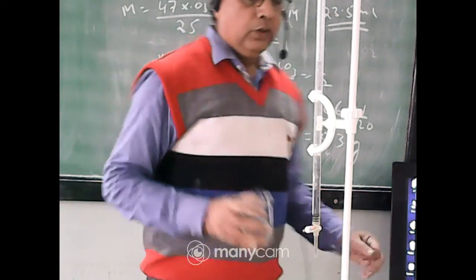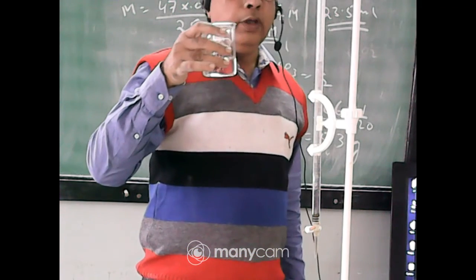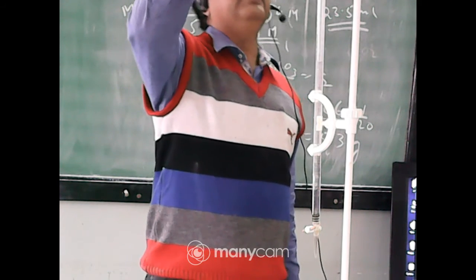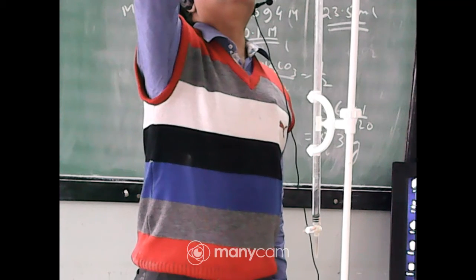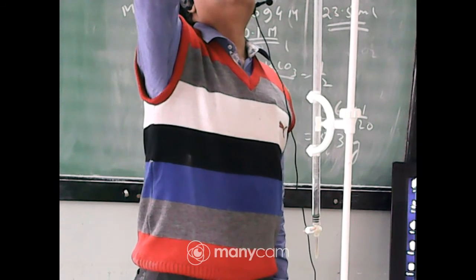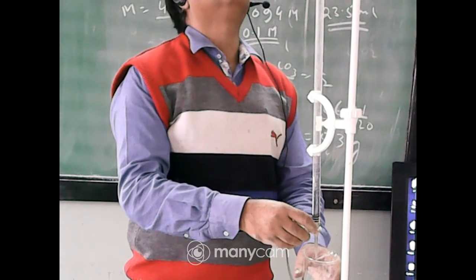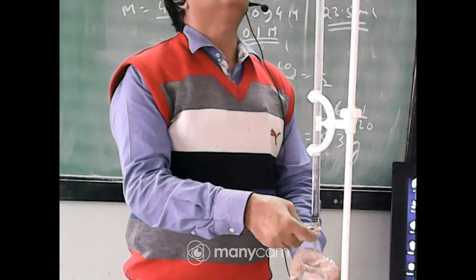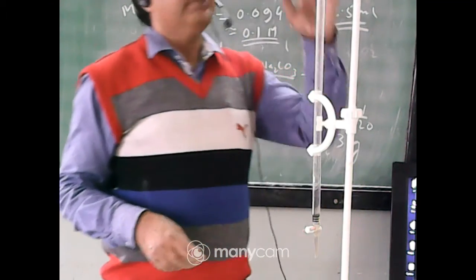sodium carbonate solution. I first weighed 5.3 gram using the weighing balance, then we dissolve in 1 liter volumetric flask. This is the M by 20 sodium carbonate. We fill it in the burette up to 0 mark. The burette is between 0 to 50 mark, up to 0 mark. In the transparent solution, when you see the mark, you must see the lower meniscus.